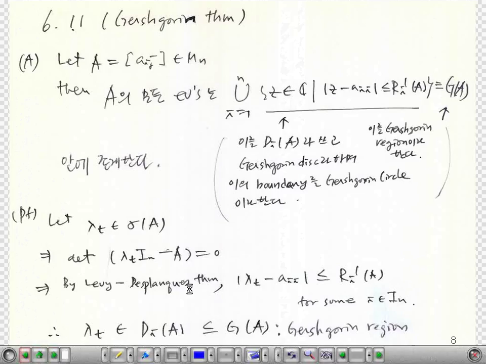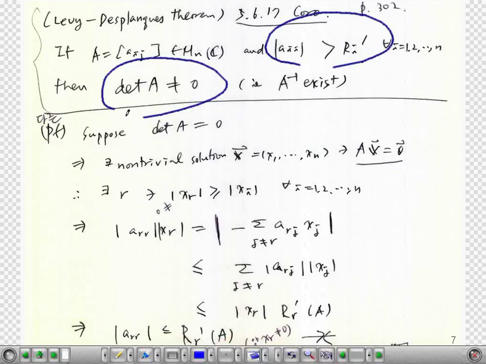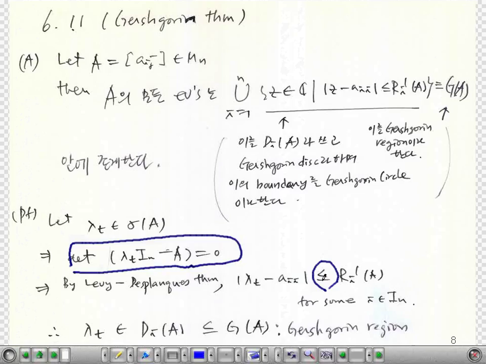The Levy-Desplanques theorem says that if you have a strict inequality, then the determinant is not 0. So if this is 0, then we should have this. We have the determinant equal to 0, so we should have this inequality, not that. And we do this for the matrix B instead of just A.